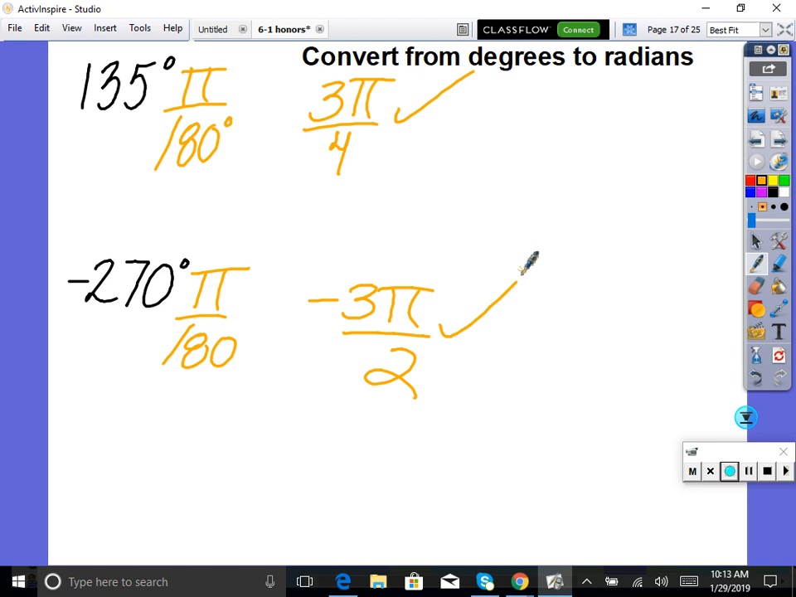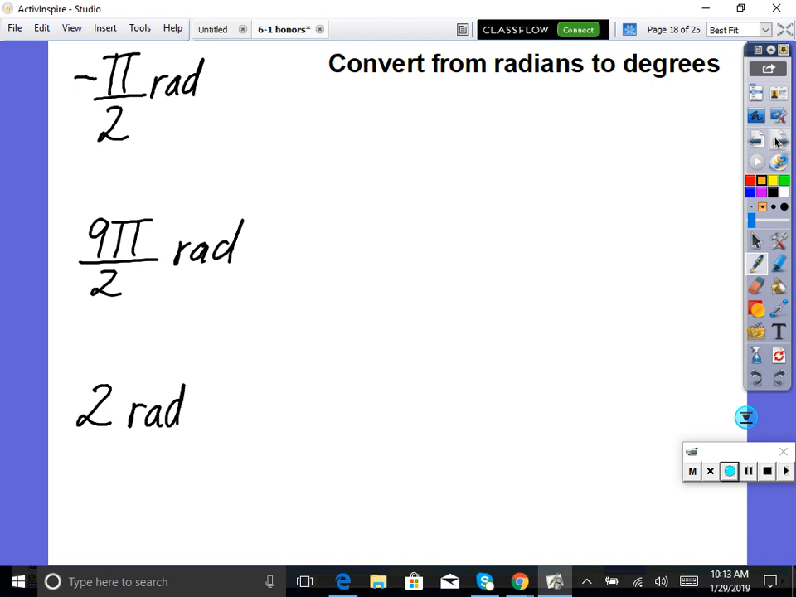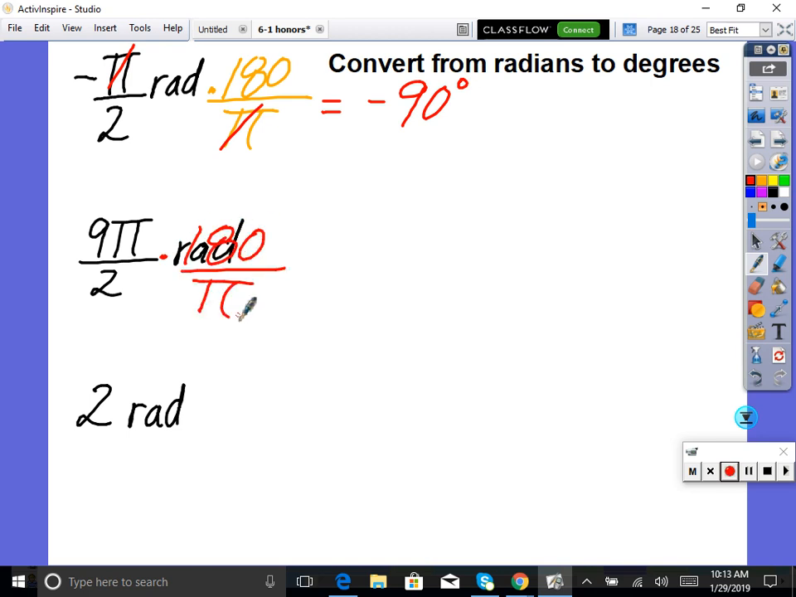Let's go the other way. Starting with a radian, go to degrees. So this time we times by 180 over pi. I want to make a point here. Isn't it true that by hand I can divide out my pi's? Yeah. So now I'd have negative 180 divided by 2. Negative 90 degrees. True. Okay, right here we times by 180 over pi. And look again, my pi's can divide out by hand on this one. So you do 9 times 180 divided by 2.